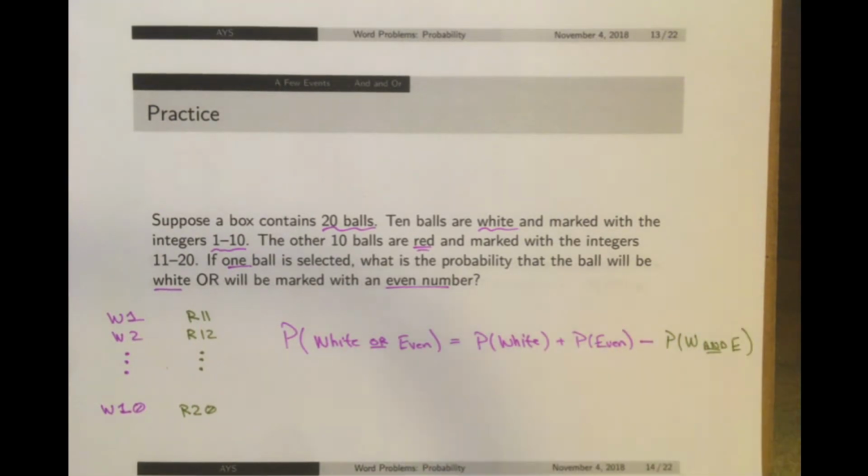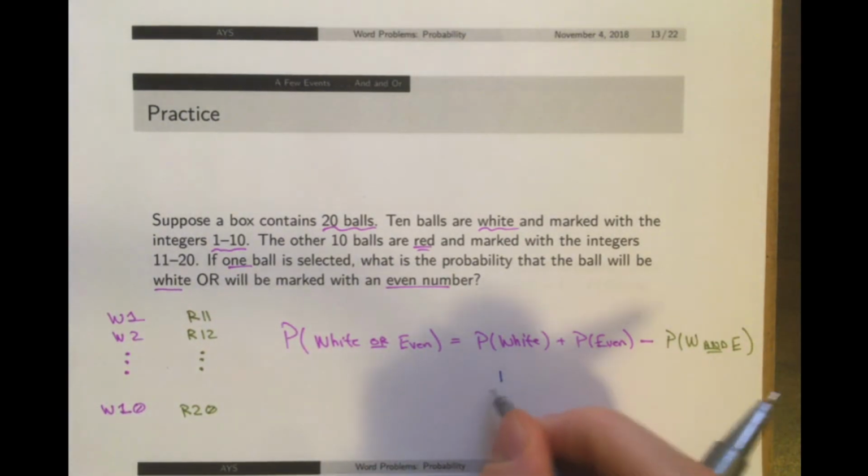And there are some that are white and even. One of them is right here, W2. One of them is right here, W10. So those definitely exist. Well, the probability of the white, there's 20 balls, 10 of them are white. So the probability of white, other than blue, is 1/2.